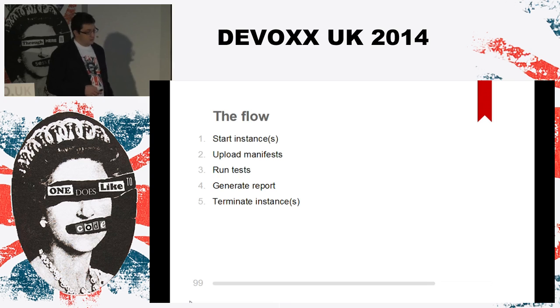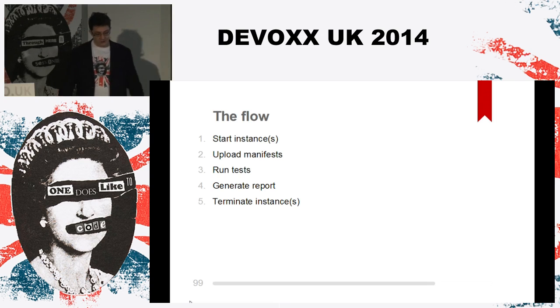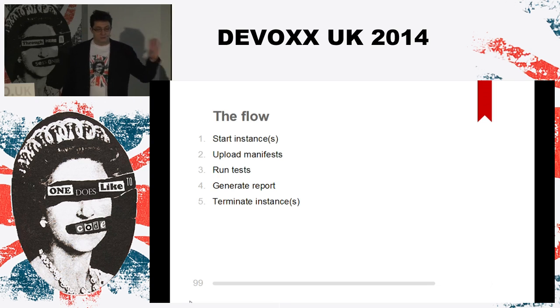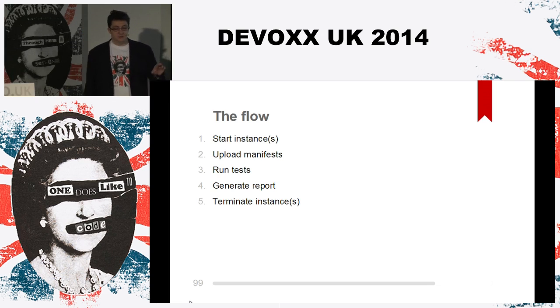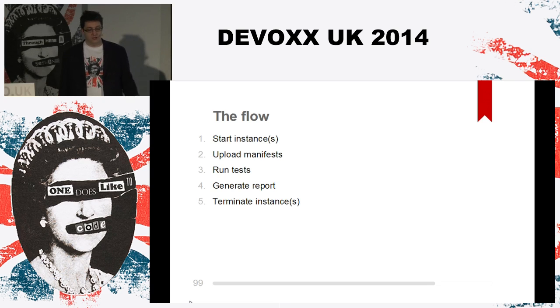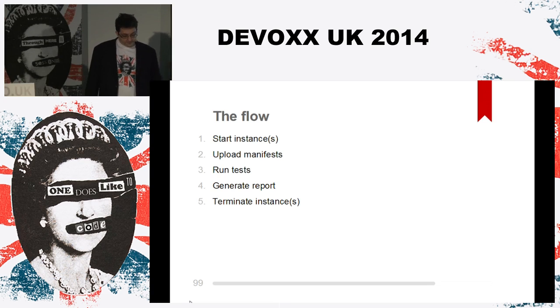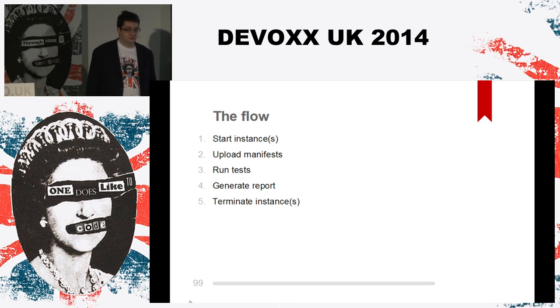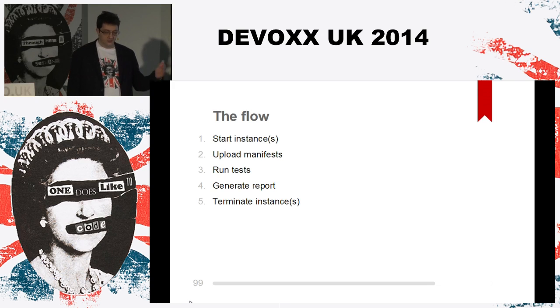So the flow of testing the Puppet module configuration was that we start the instance, or instances depending on what we're testing, we upload the manifests there, we run the JUnit tests, we generate the report, and then we terminate the instances. In case the tests were failing, we don't terminate the instances, so that people can check why it failed and check the state of the service, so they can see what's going wrong. And because some of those instances were running for a long time, there was also a special script to kill the long-running ones, so we don't have garbage running for a long time.